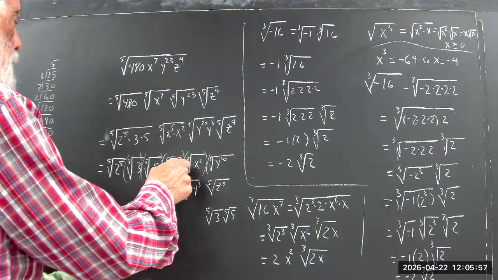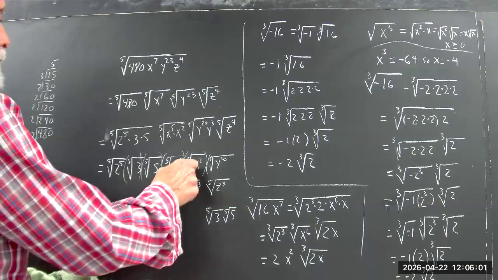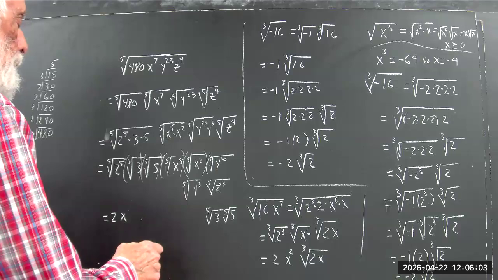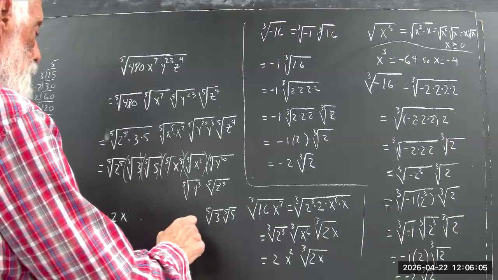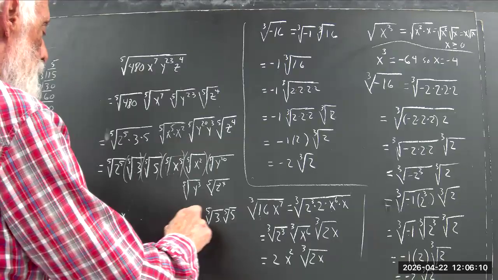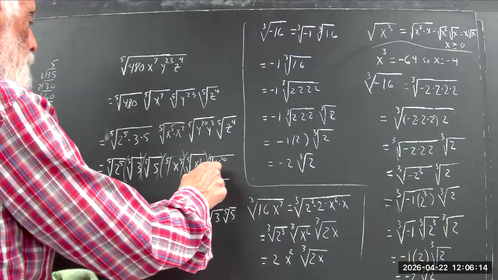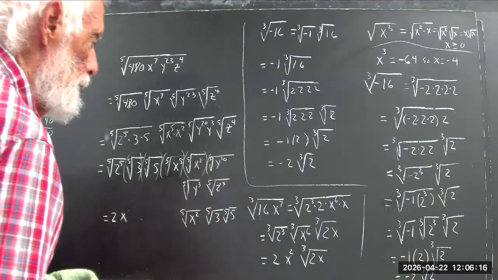And then we have the fifth root of x to the fifth, and that's just x. The fifth root of x squared, well, that's just the fifth root of x squared, but we'll do a little something with that. Fifth root of y to the 20th.